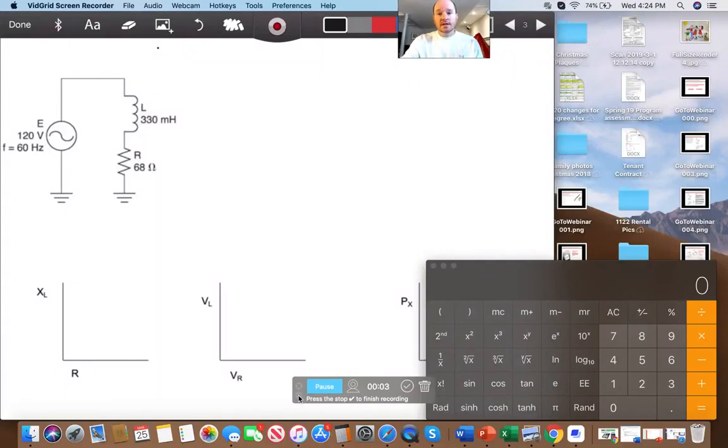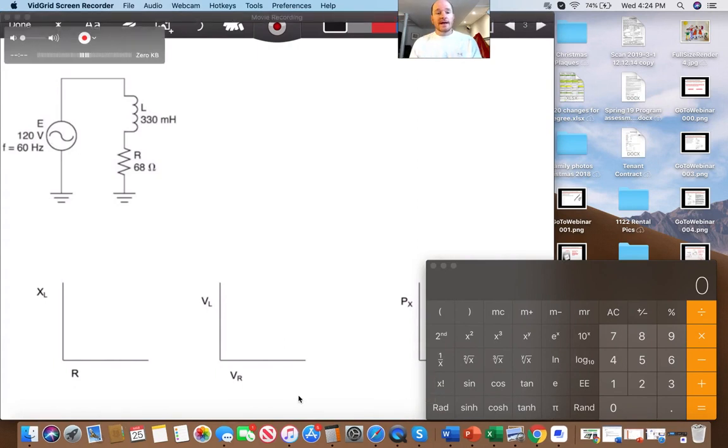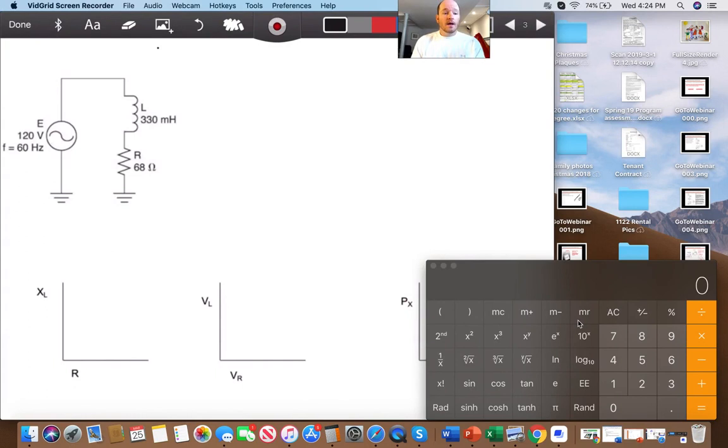Now we're going to change something in the same circuit that we just went over in the last video. And that is, we're going to change the frequency, and we're going to see what type of effect that has. So we're going to come in here and change the frequency to 25 hertz. Okay? Let's make some predictions before we get started.